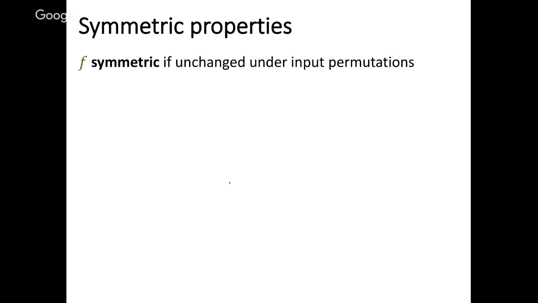So symmetric properties are properties F of distributions that do not change under permuting the labels of the input. For example, the entropy H(P), the summation of P(x) log 1 over P(x), doesn't change if we permute the labels of the input from X to some other set.